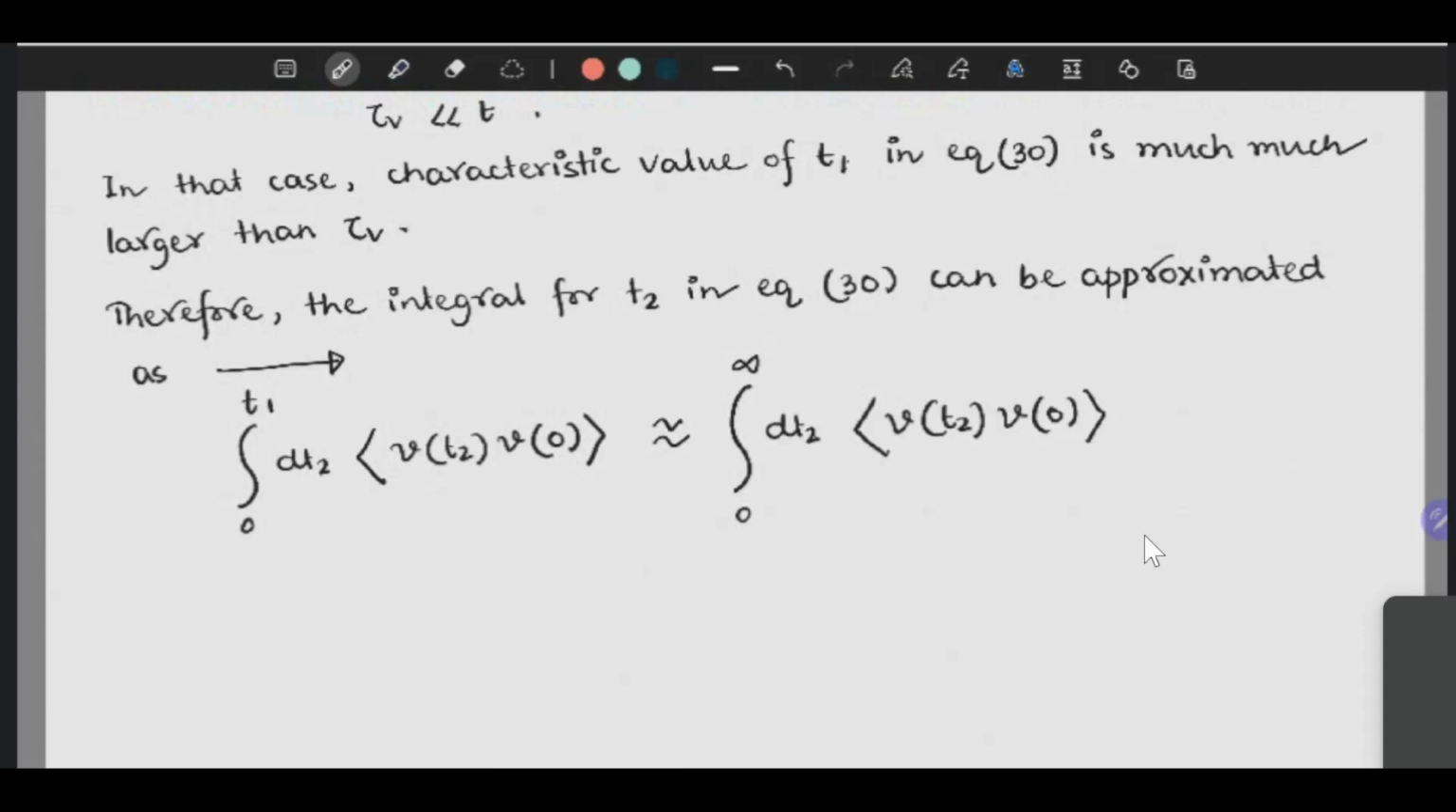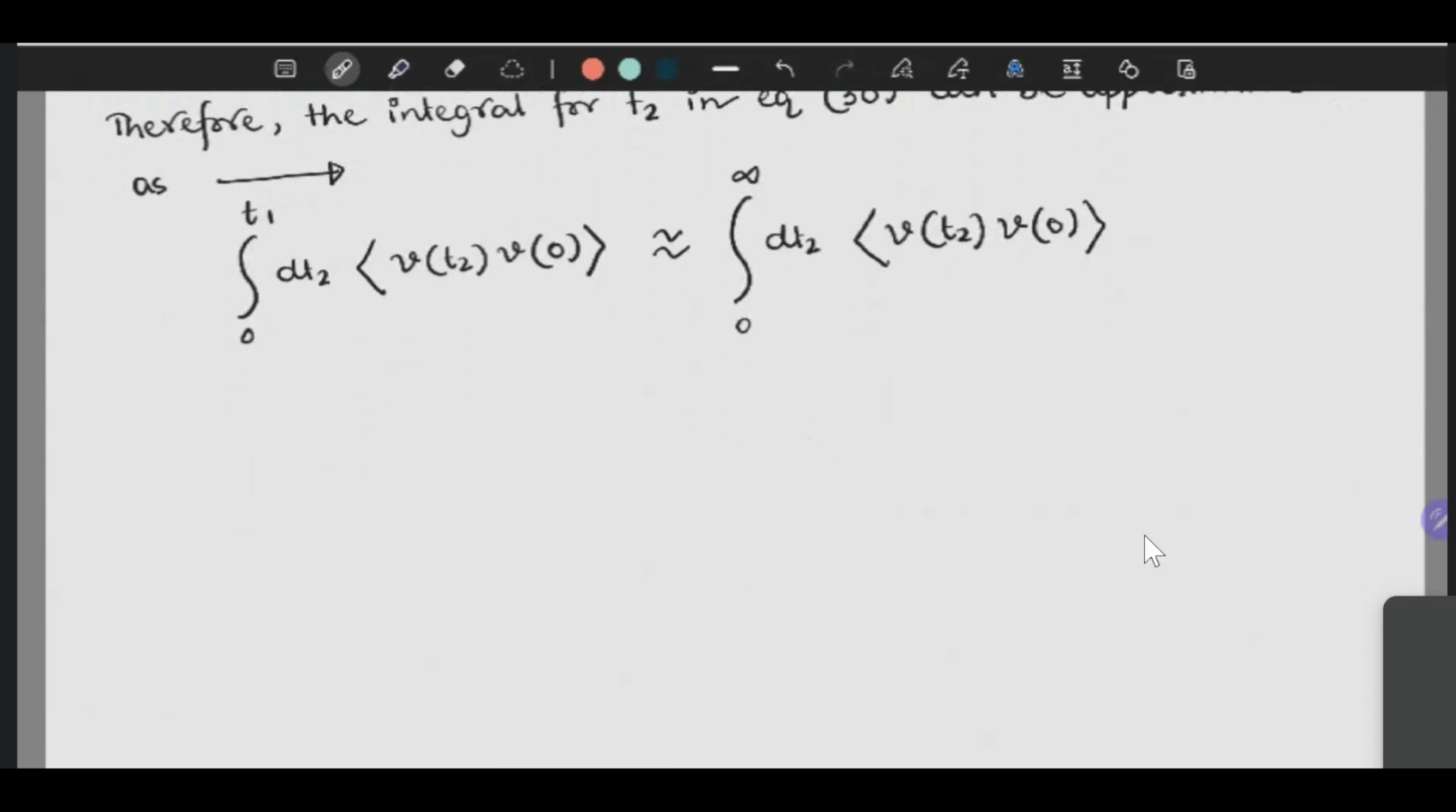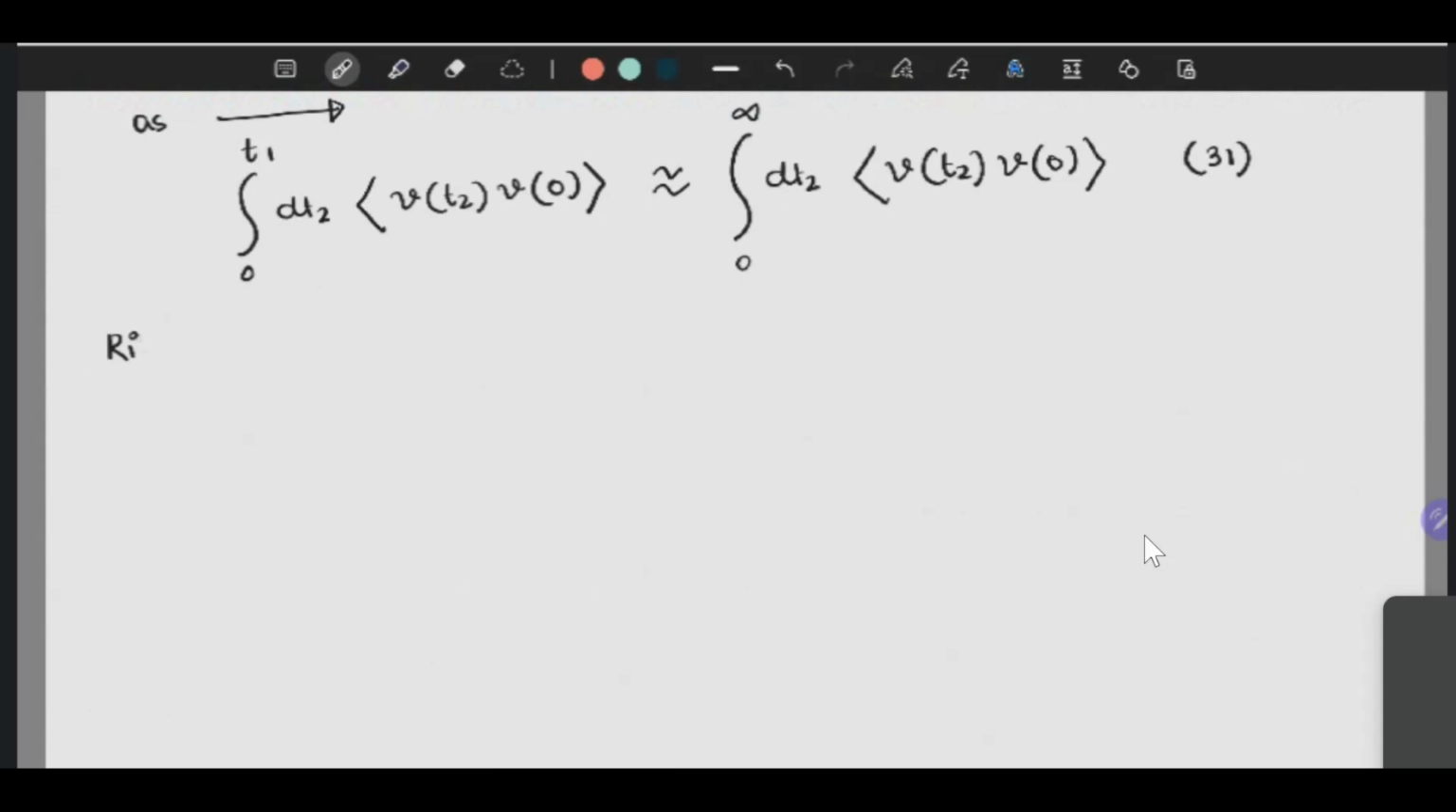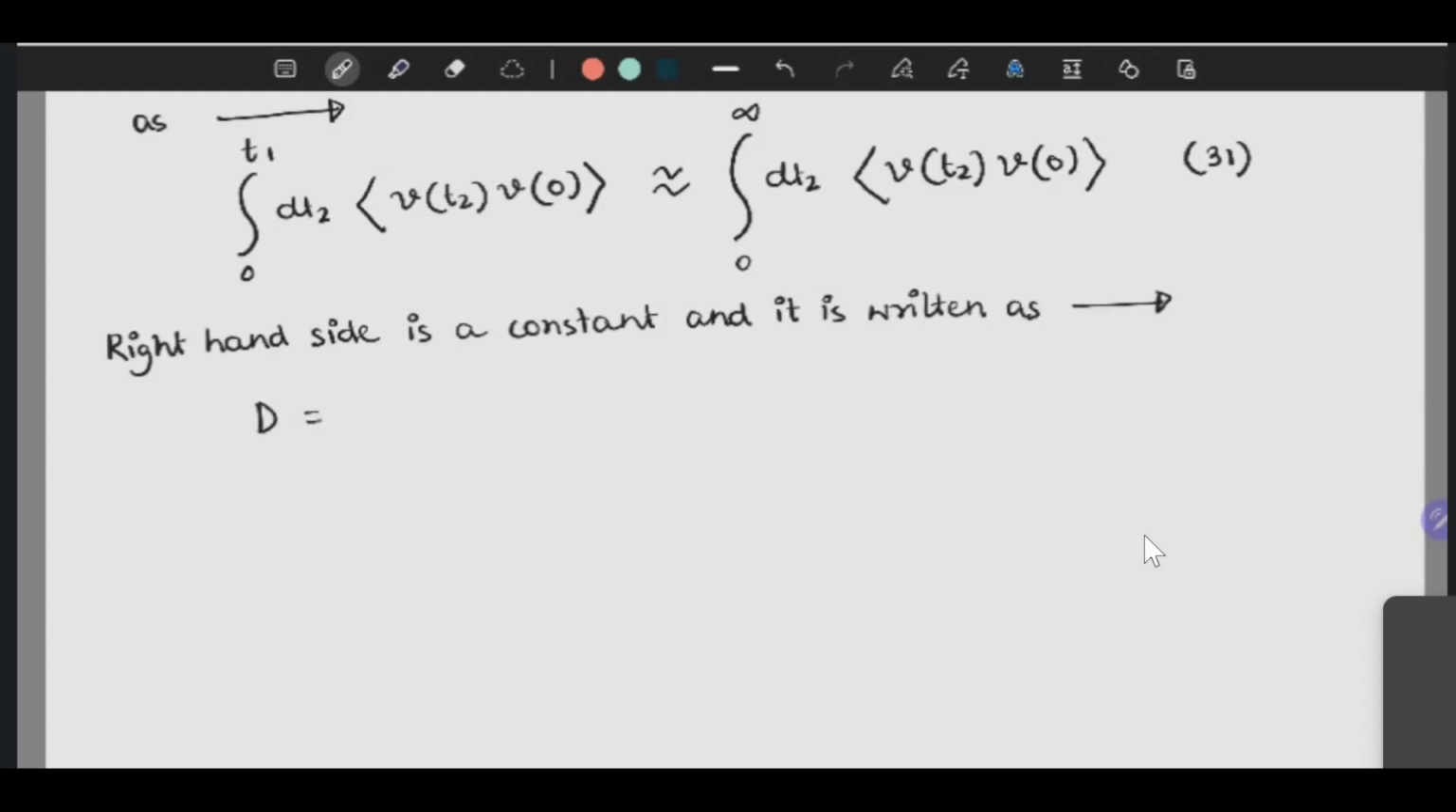And therefore this right hand side is a constant, and it is written as some constant D equal to the integral from 0 to infinity dt v of t v of 0.